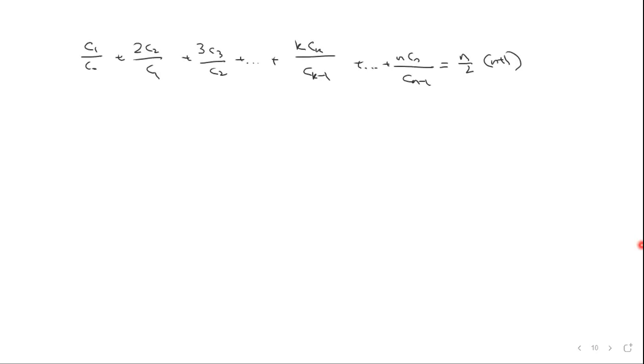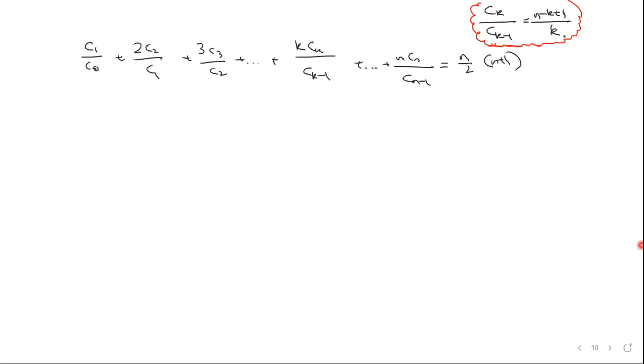Well, this question, it asks us to deduce that. So that strongly hints that we might want to use part 1. So let's keep that in mind over here. So we've got ck over ck minus 1 equals n minus k plus 1 over k. Given that they've given the word deduce, that strongly indicates we're going to need to use that at some point.